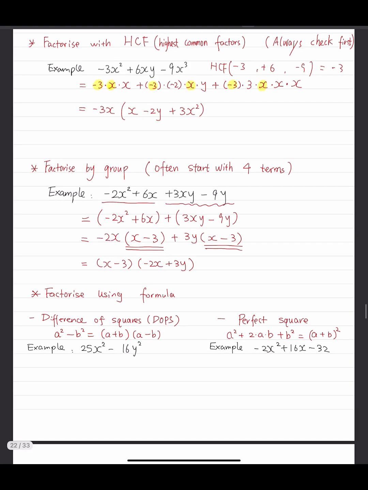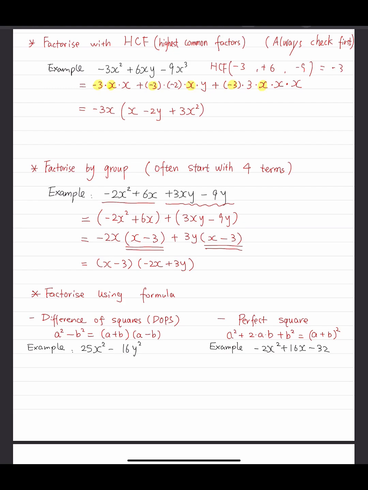Next, let's look at factorizing using formulas. Basically, there are two major formulas we're using here. The first one is difference of squares, or sometimes we call it DOPS. You have to make sure that you are familiar with this formula, okay? A squared minus b squared equals bracket a plus b times a minus b.